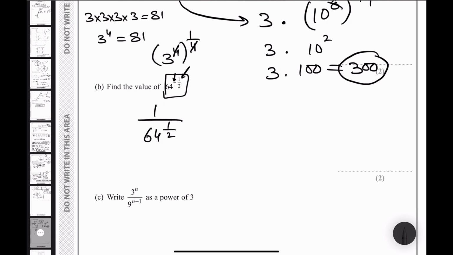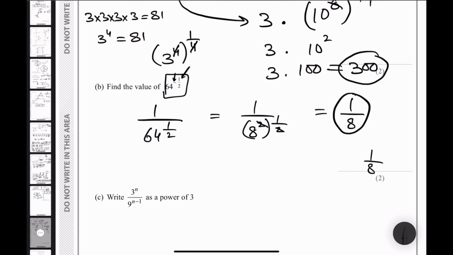Now 64 to the power of 1 over 2. So I can write 64 as 8 square, because 8 times 8 makes 64. This 1 over 2 as it is, so this 2 and 2 will get cancelled. So finally my answer will become 1 over 8. So that's my answer, 1 over 8.